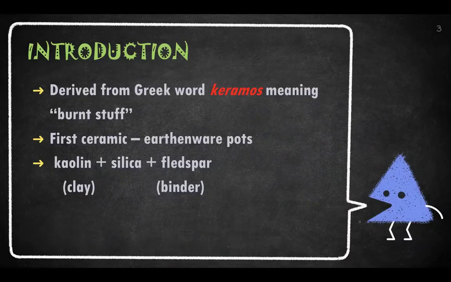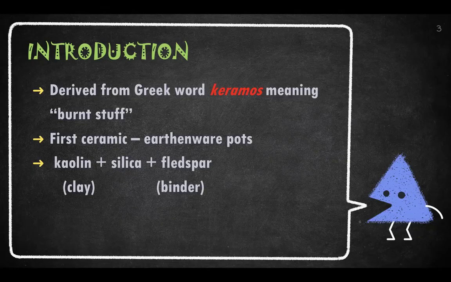So where is this term ceramic derived from? It is derived from the word keramos, which means burnt stuff. It was first made in the form of earthen pots, and in all the civilizations, the Indus Valley civilization, the Mesopotamian civilization, all the earthenware things retrieved were basically ceramic only. So they were all clay. The basic ceramic material is clay, which we still use.